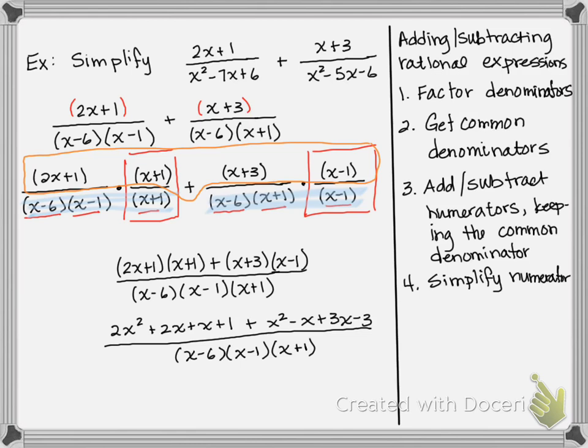So now we've gotten rid of parentheses. We can combine like terms. So I have 2x squared plus x squared is 3x squared. 2x plus x is 3x, minus x is 2x, plus 3x is 5x. And then minus 2. All over our common denominator.